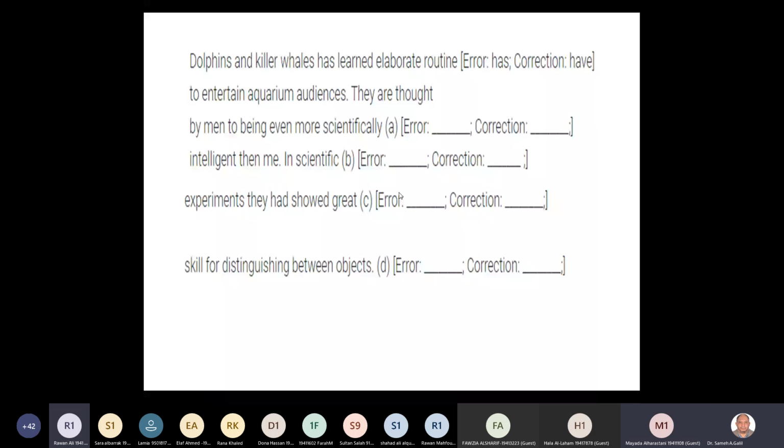Can we have somebody else? Doctor, yes, what's your name? Rawan Ali. Okay, Rawan. Intelligent than me, not then. Excellent. So it's than, not then. Very good. Okay, they are taught by men to be even more scientifically intelligent than me. Thank you so much, Rawan.